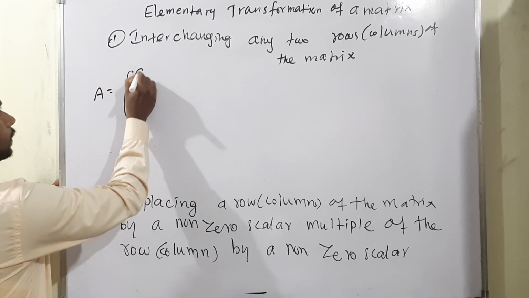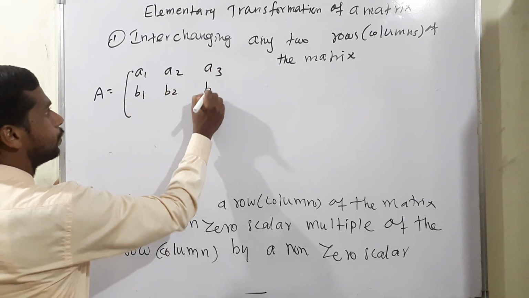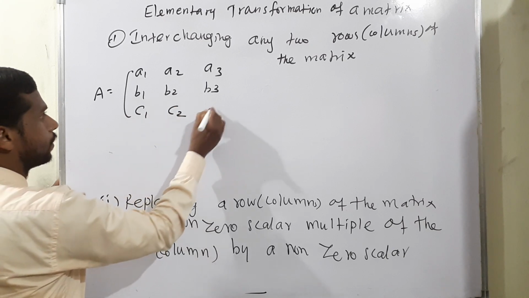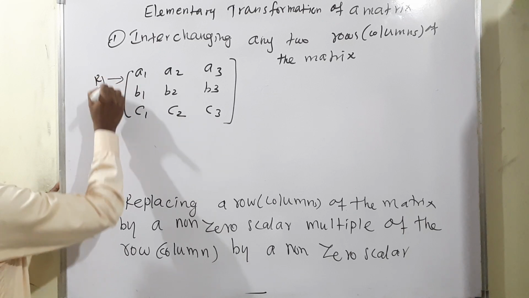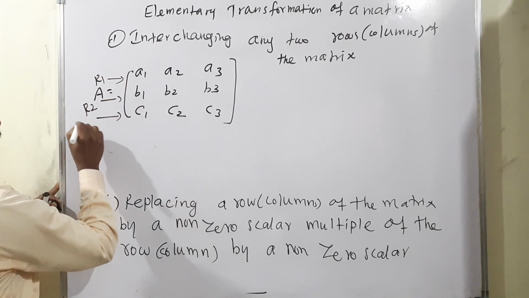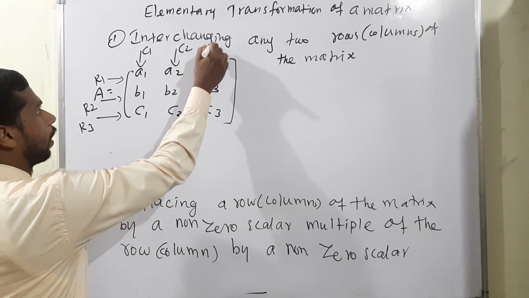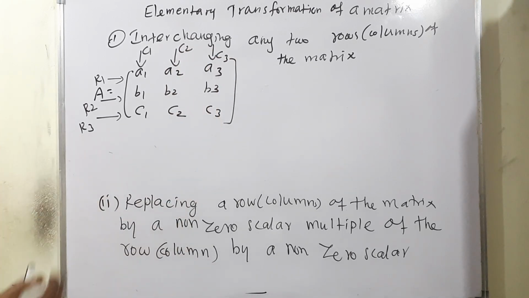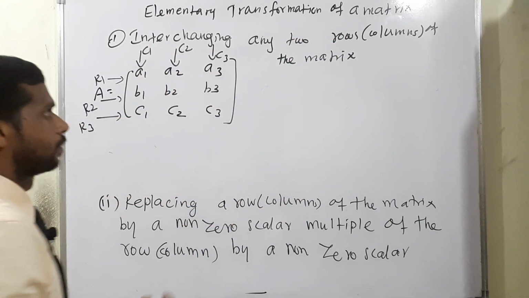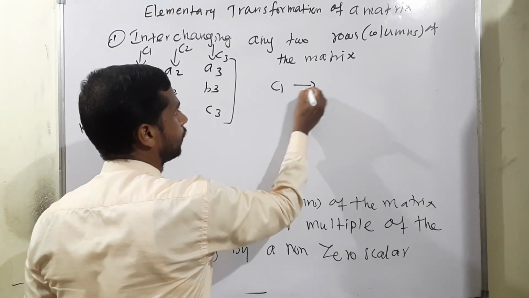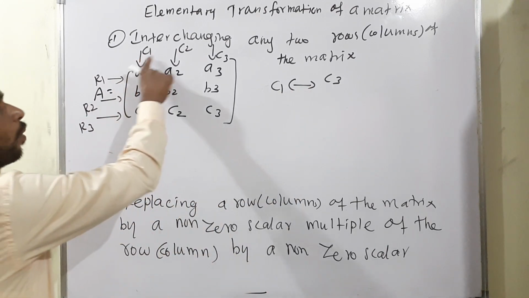A is equal to A1, A2, A3, then B1, B2, B3, then C1, C2, C3. This is called row 1, this is row 2, this is row 3, and these are column 1, column 2, column 3. Condition number 1 says interchanging any two rows or two columns. According to the condition, C1 interchanged with C3, what will happen?